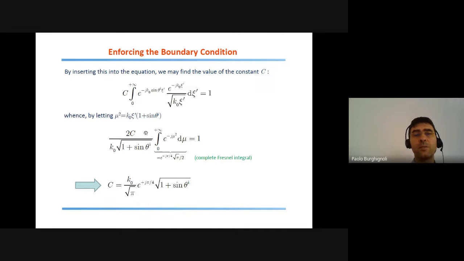and the result is the one reported here below, so that finally we are able to evaluate the constant c in terms of elementary functions, that is k0 divided by the square root of pi times e to the power of plus j pi over 4 times the square root of 1 plus the sine of the incident angle theta I.